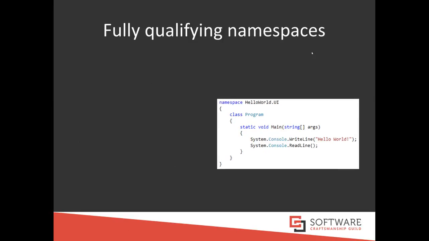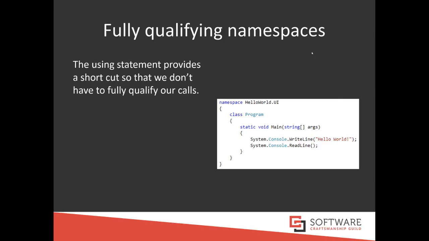We don't necessarily need to put the using statement at the top. We can fully qualify the namespace. As you can see here, if we put System.Console.WriteLine, now C# knows where to find the Console class. It's in System. The using statements provide us a shortcut so that we don't have to do all of that typing every time we want to use the console. So namespaces are shortcuts.